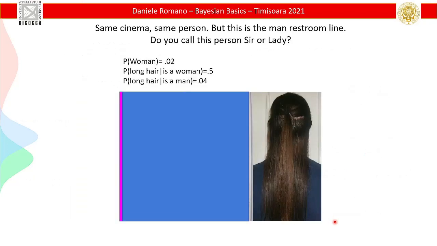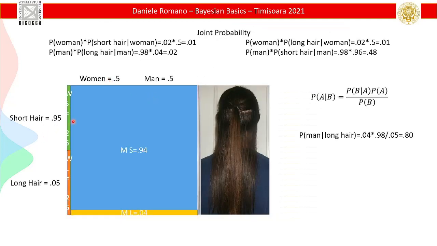Same situation, same cinema, same everything, but we are queuing in the men's restroom. So it's very unlikely that this is a woman, although it's still possible. So we put a very little probability on our prior expectation that this is a woman, but still the joint probability remains the same.